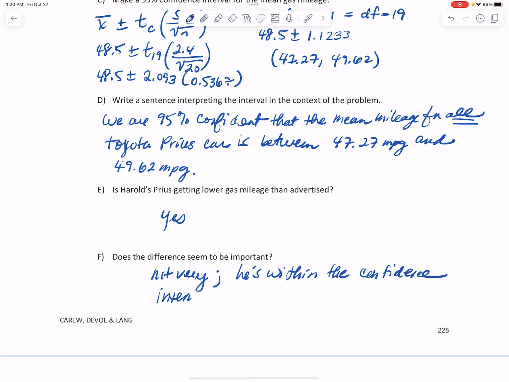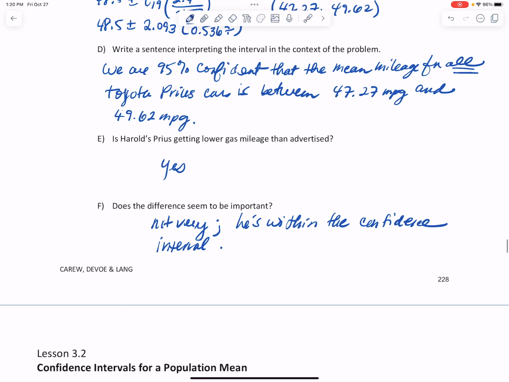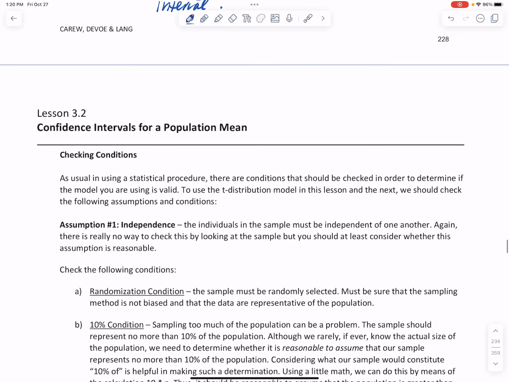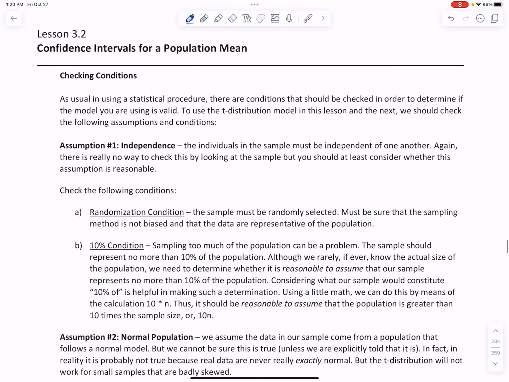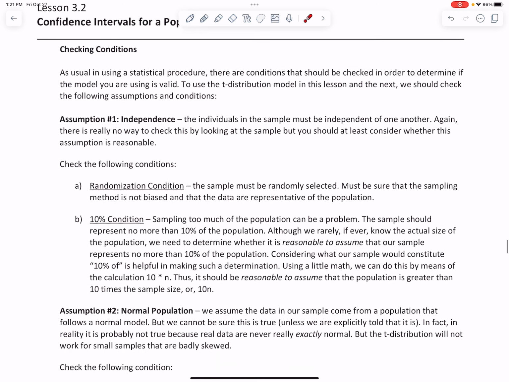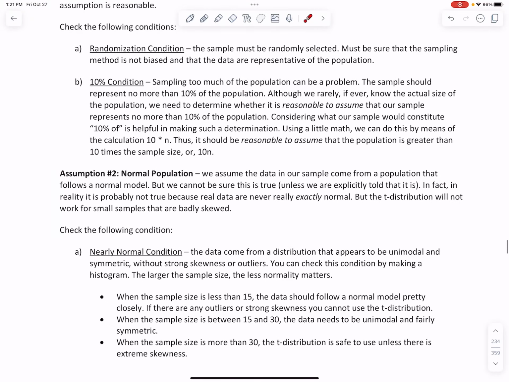Okay. That's it for this section, the only thing that I want to draw attention to is you still have to check your conditions. So we make two assumptions. One of them is the independence assumption, and we check that using these two conditions, the randomization condition and the 10% condition, which you're familiar with from hypothesis testing in chapter 2. And the only condition that's different is the nearly normal condition.